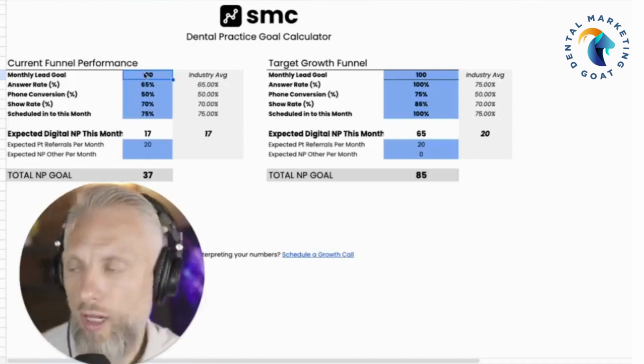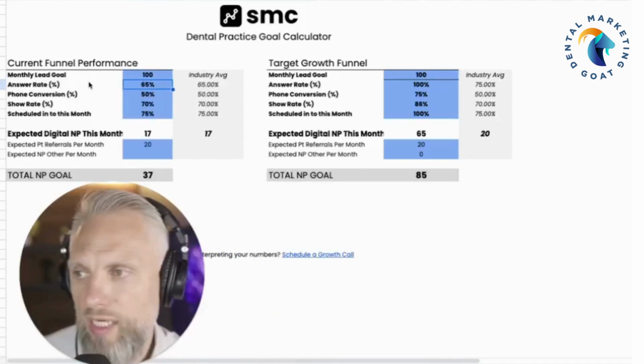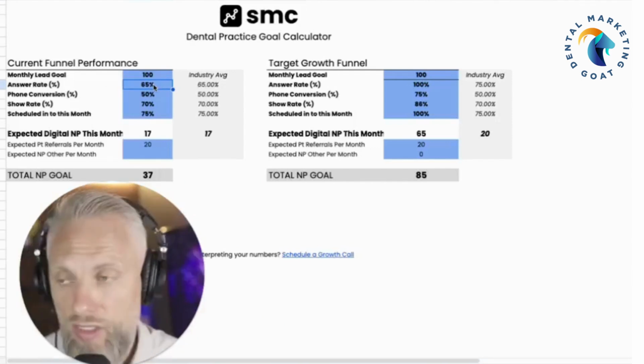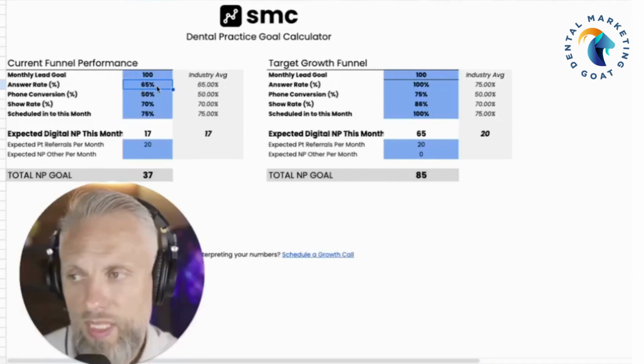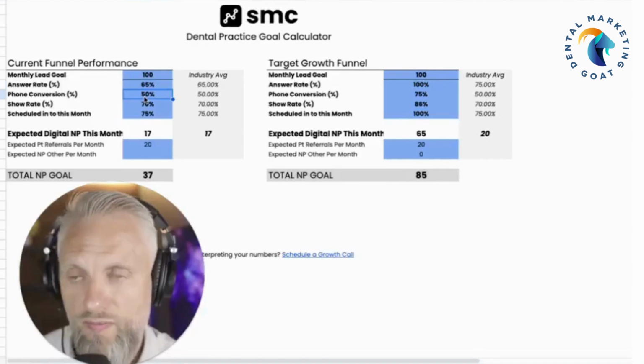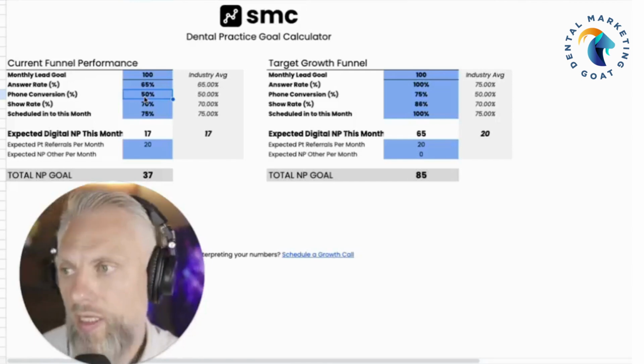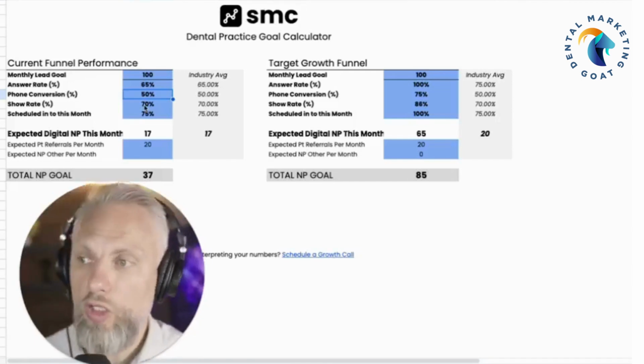So you start off with 100 leads and you can go in and edit all this, but what is the average answer rate? So 65% of the time you're going to answer the phone. So that's going to be 65%. And then from there, you're going to look at phone conversion. 50% of marketing leads get converted on average. Okay. And then next, you're going to look at your show rate.